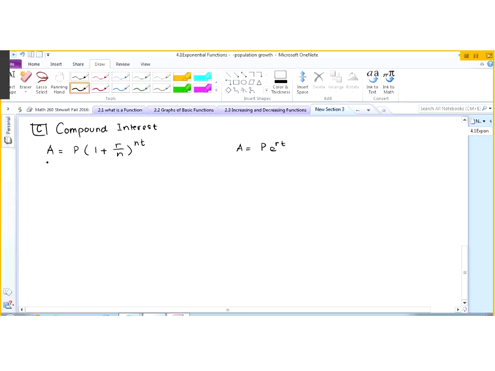So why do we have two formulas? Because this first formula is used when the interest is compounded n times per year. And this formula is used when the interest is continuously compounded.